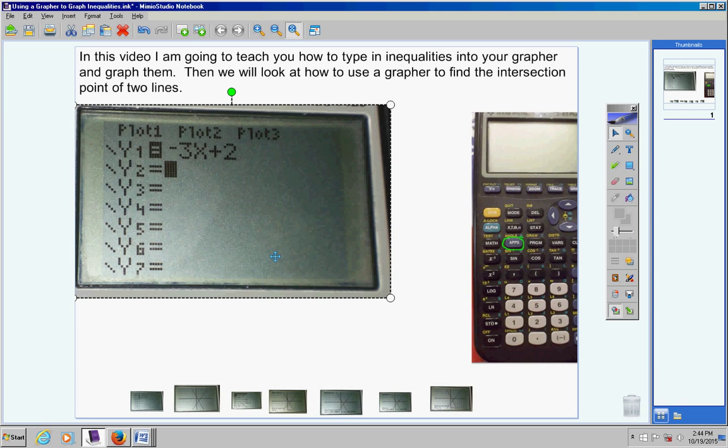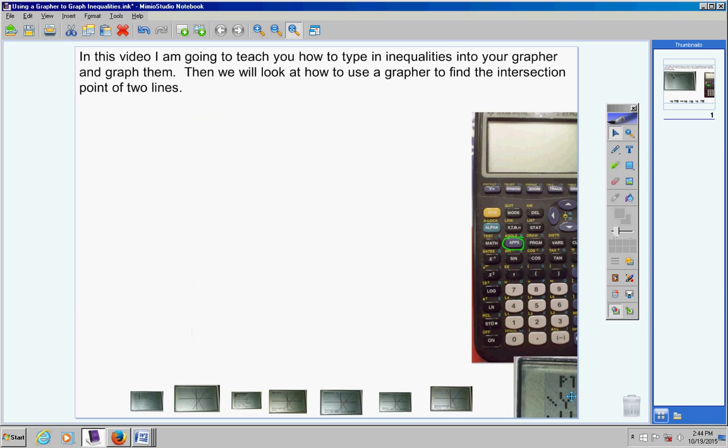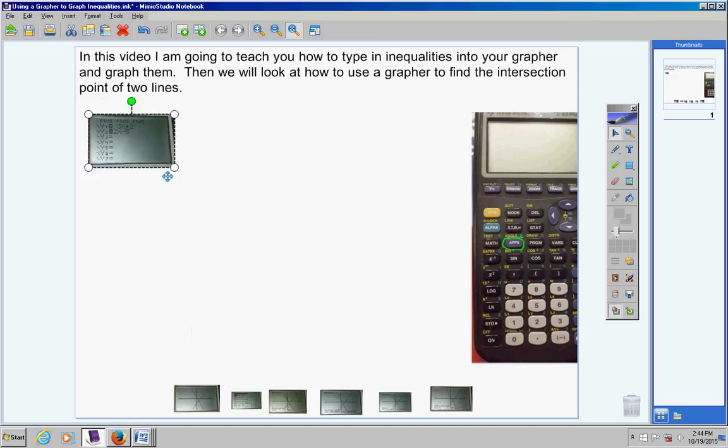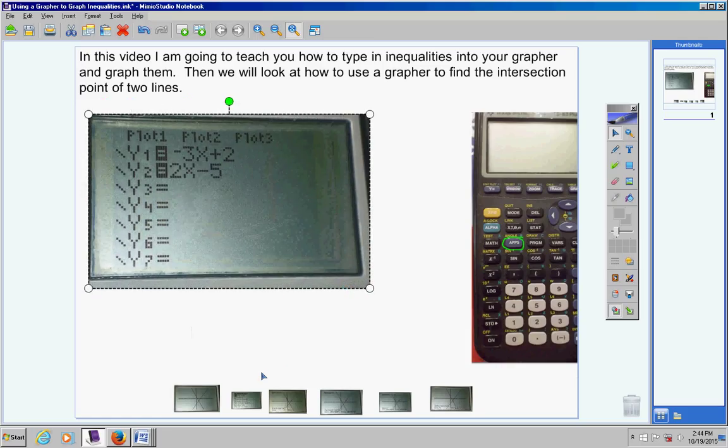Okay, now I want to give you another equation I want you to type into your calculator. Type this into your calculator, please. Y equals 2x minus 5. Now if I ask you to find where these two lines intersect, here's how you do it with a grapher.